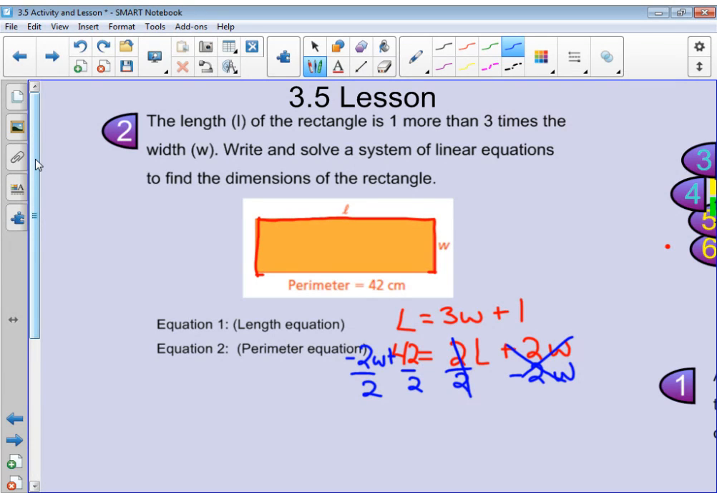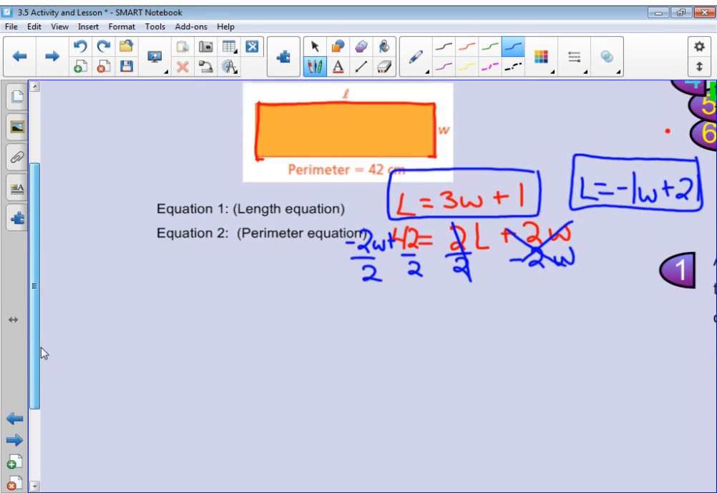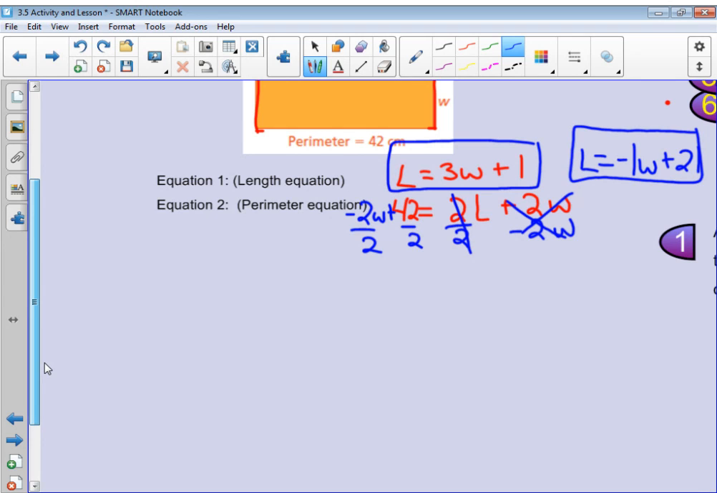So now I've got, this is one of my equations, and my second one is L equals negative 2 divided by 2 is going to give me negative 1W plus 42 divided by 2 is 21. Okay, so there's my second equation that I can use. Now we'll go ahead and write those out equal to each other, so I'm going to leave the L's off. So I have 3W plus 1 is equal to negative 1W plus 21. My 1 kind of got mixed in with my box there.